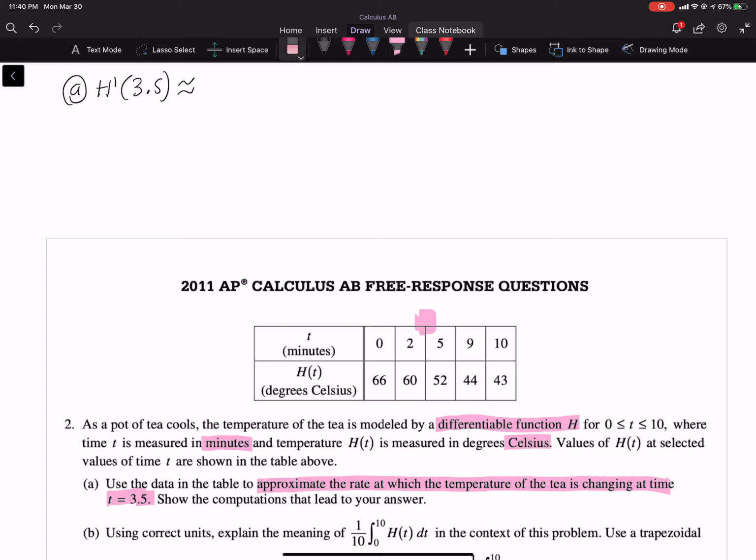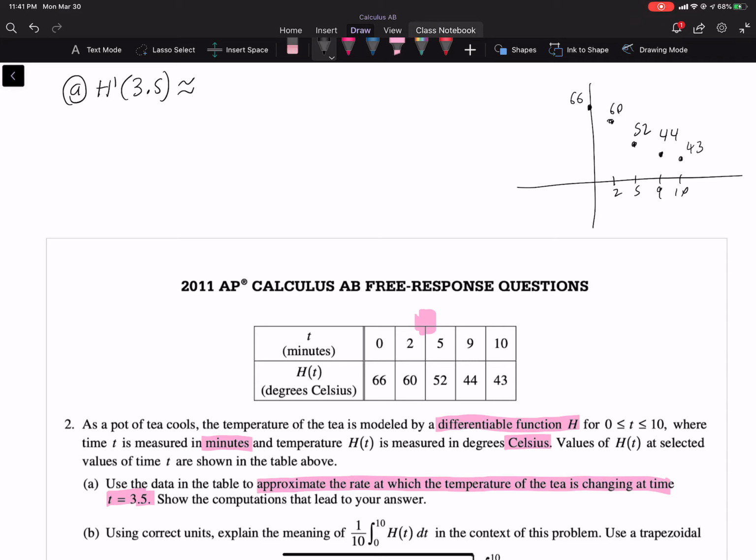I know I've done this a lot, but I'm going to do it again. If I plot these points, I want you to have a visual of what's going on. So say that's 66, then it drops to 60, then 52, then 44. I know it's not proportional. And then 43. That's going to be 2, 5, 9, 10.